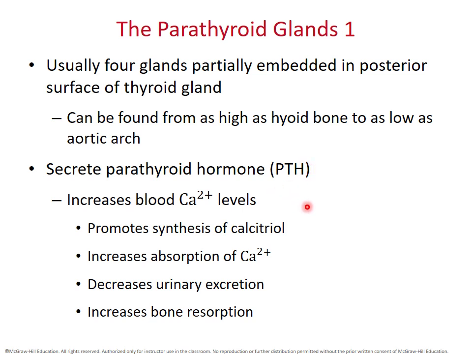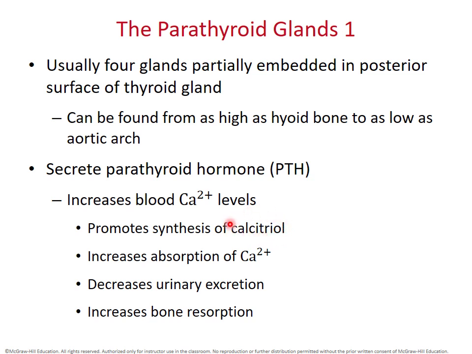It has the opposite effect of calcitonin, whereas calcitonin tends to stimulate osteoblasts and pull calcium out of the blood. Parathyroid hormone tends to stimulate osteoclasts and the breakdown of bone tissue to release calcium into the bloodstream. So its net effect is to increase blood calcium levels. It doesn't just do this by stimulating osteoclasts. It also stimulates the synthesis of calcitriol, which, remember, is vitamin D.